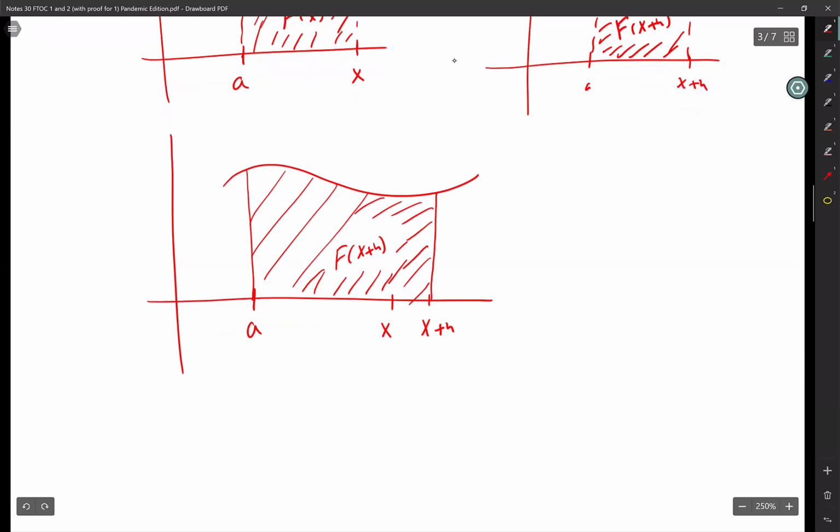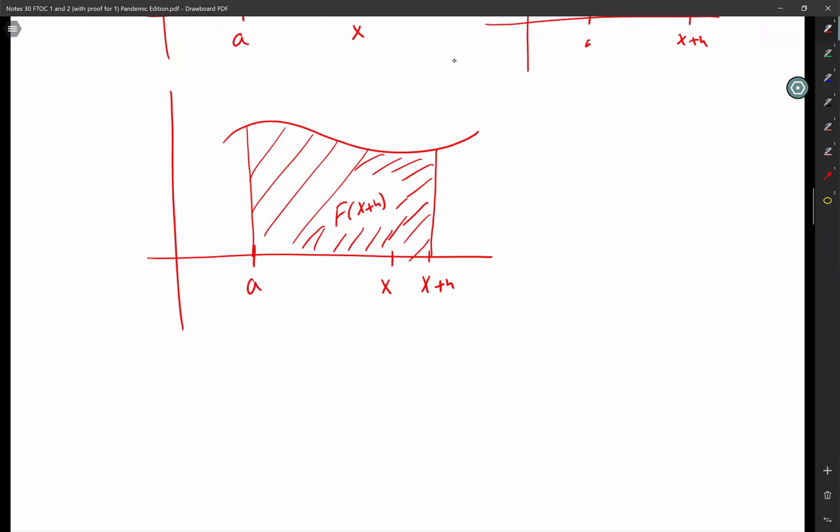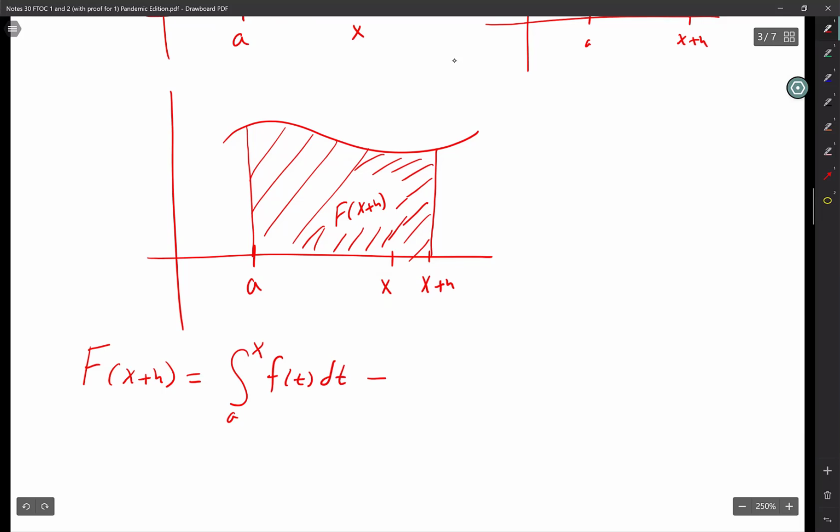Okay, let's see if we can break this up. Can I say F of x plus h is the same thing as saying the integral from a to x of f of t dt, plus the integral, where that one stops, this one begins, from x to x plus h of f of t dt? Can I say that? Okay, good. I see some nods.